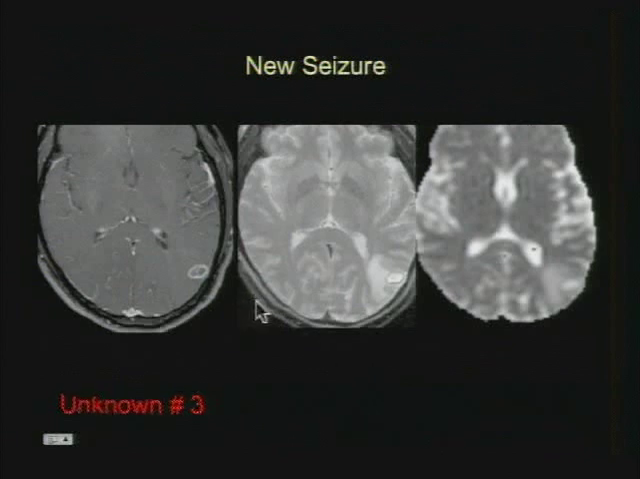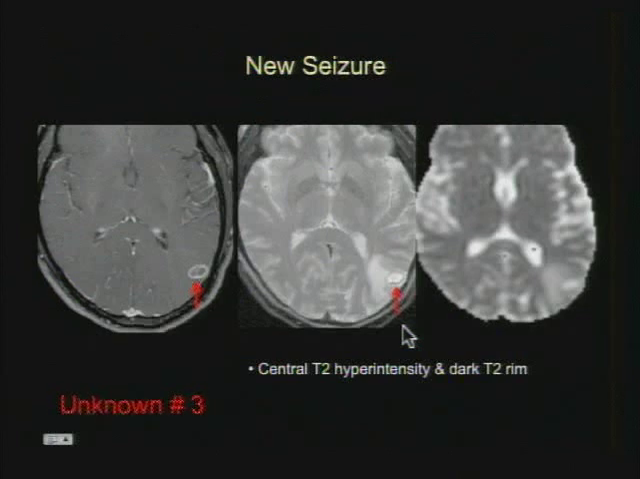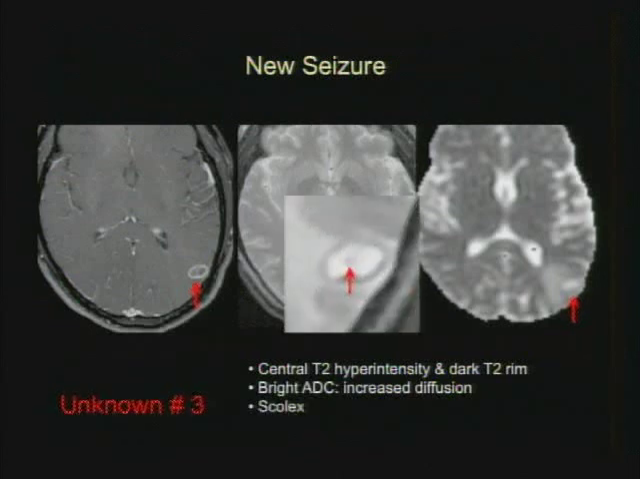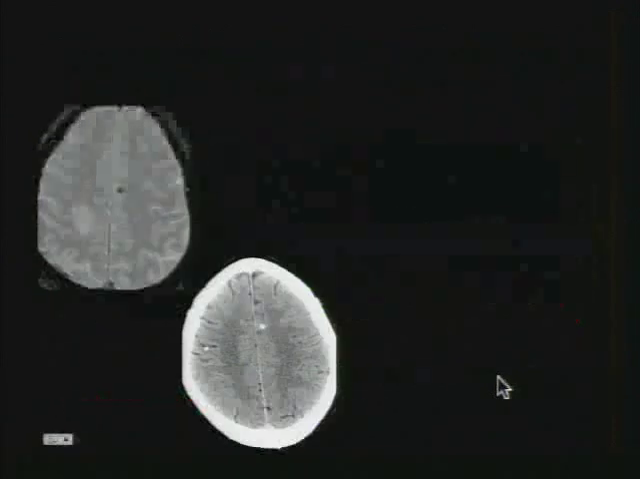So another ring-enhancing lesion. When you look on the T2, it has the dark T2 rim, centrally hyperintense, like the pyogenic abscess. However, when you look at your ADC map, it's bright on the ADC map, so it has increased rather than reduced diffusion. So this would not be compatible with a pyogenic abscess, and now we have to start thinking of atypical infections. And when you look more closely at the T2 weighted sequence, you can see the central dot of T2 hypointensity, and that's the scolex. And this is a patient with neurocysticercosis.